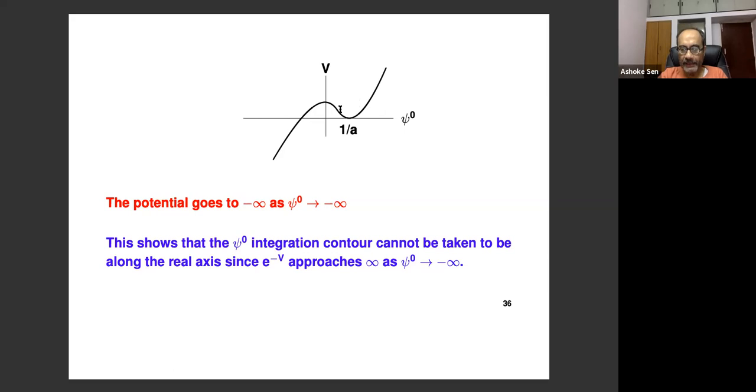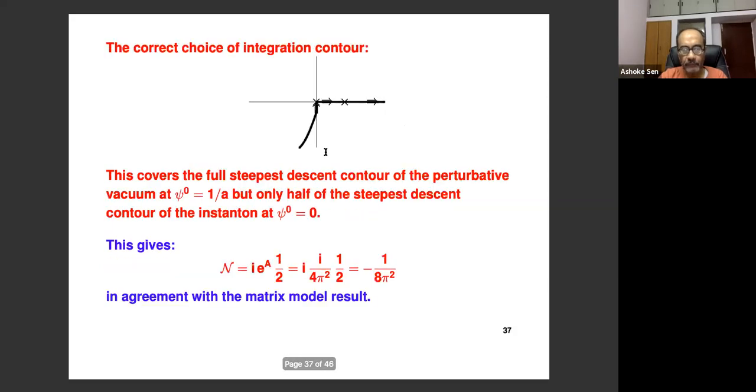So it turns out the correct choice is as follows. On the right-hand side, you have to pass through this point, because this is a perturbative vacuum. So it had better be that the integration contour you have chosen captures the full perturbative contribution. That means it must include the full steepest descent contour around the perturbative vacuum, which is the positive real axis. That is the perturbative contribution to the closed string amplitude. The matrix model, of course, contains both the perturbative as well as the instanton contribution. Based on this, one can argue that the actual integration contour has to be taken like this.